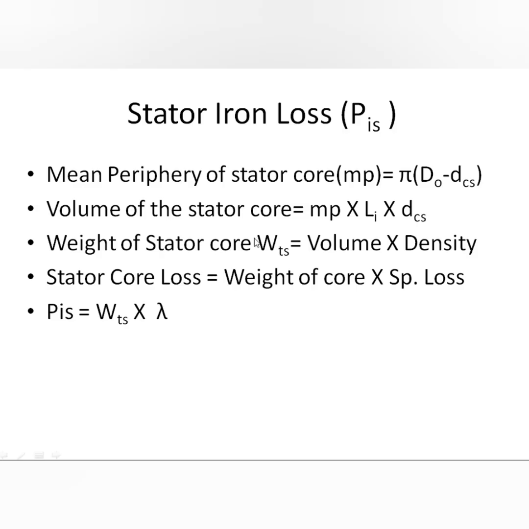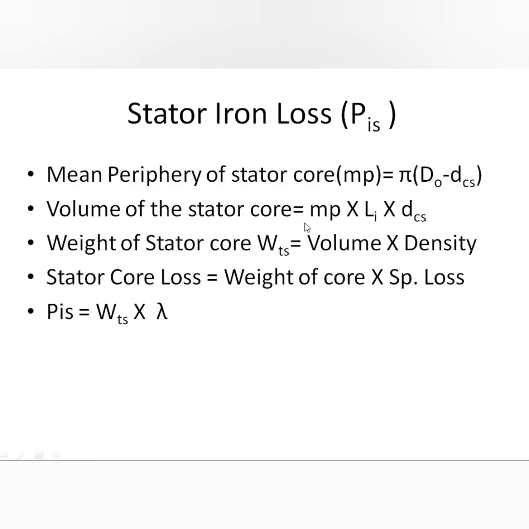The stator iron loss PIS is generally a constant loss and depends upon the iron material used for the stator. Here we have a stator which consists of the stator slots which are provided to carry the armature conductors or winding conductors. The mean periphery of the stator core is calculated by the outer diameter of the stator core minus the inner diameter of the stator core, from where we can calculate the volume.